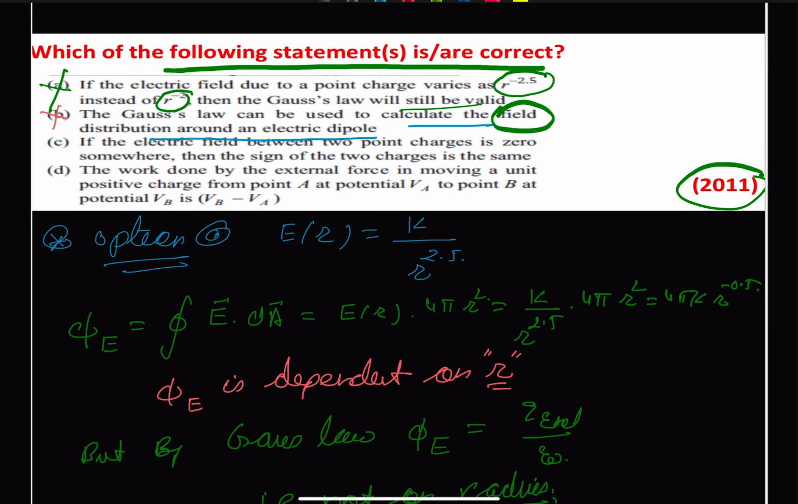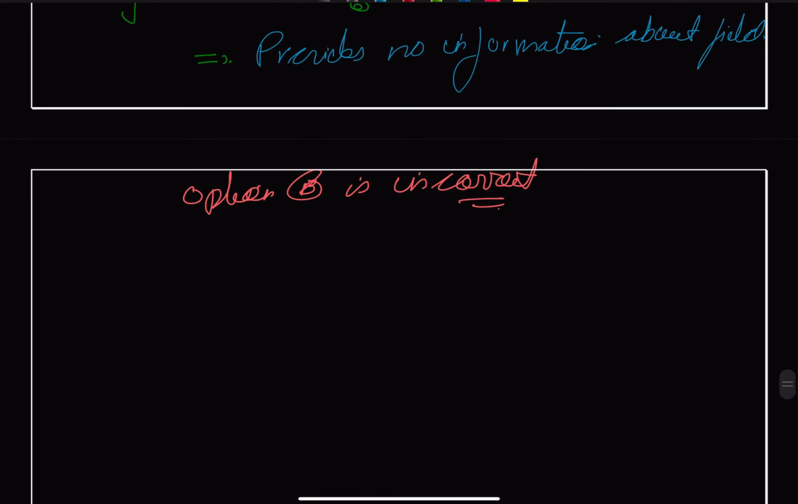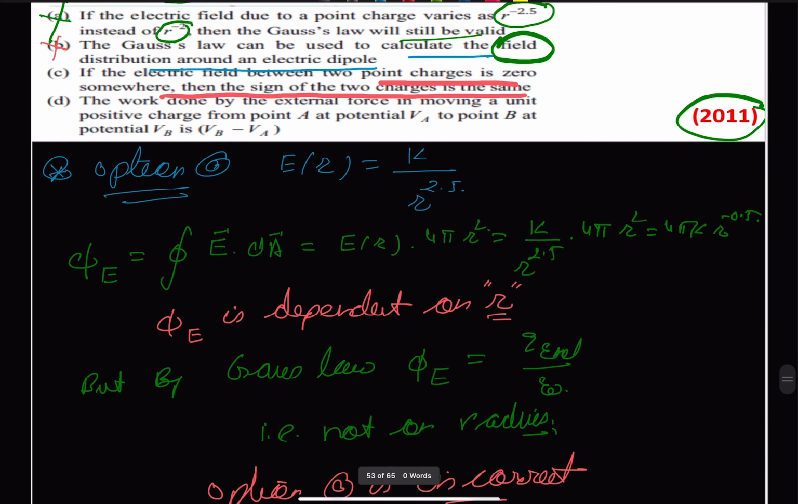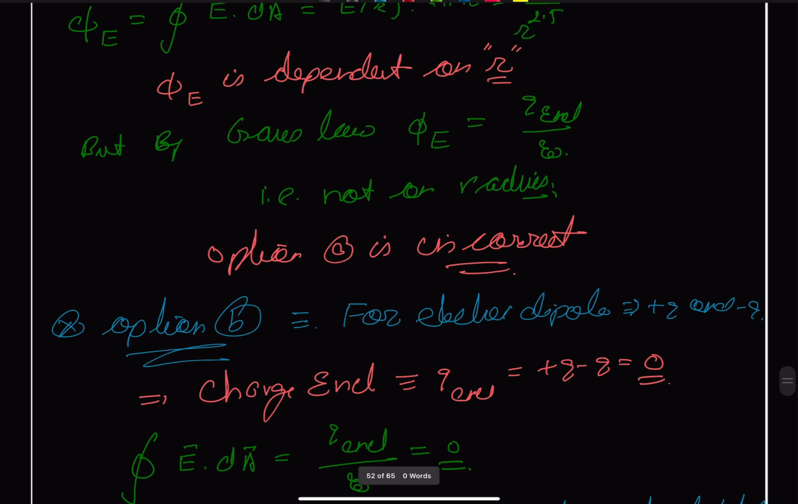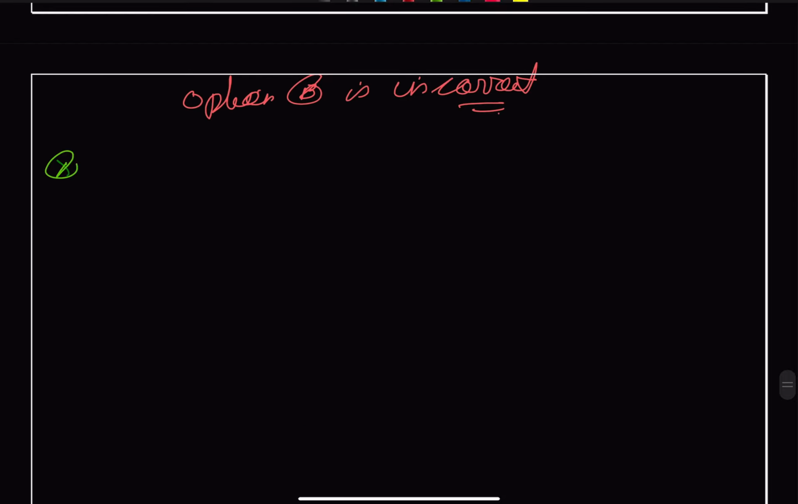Option C states that if the electric field between two point charges is 0 somewhere, then the sign of the two charges is the same. So it basically means that if there are two charges, let us suppose Q1 and Q2, somewhere the electric field is given as 0.